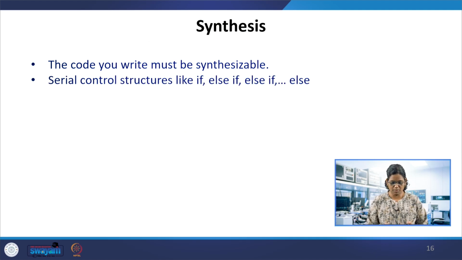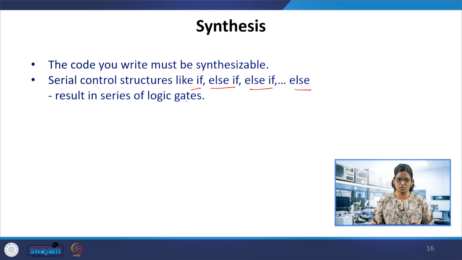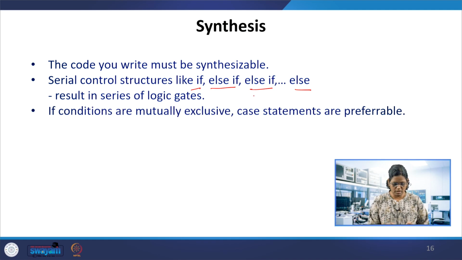For example, the problem can be with serial control structures, like if-else statements. If you have mutually exclusive conditions, then there is no problem in synthesis, and it is easy to find the logic structures for it: if, else if, else. If all the conditions are specified in the code, the result is only a series of logic gates. If there are mutually exclusive conditions, the case statement is preferable, otherwise it is going to be a series of logic gates, if-else, if-else, and so on.